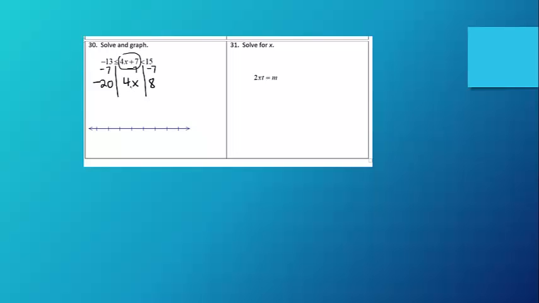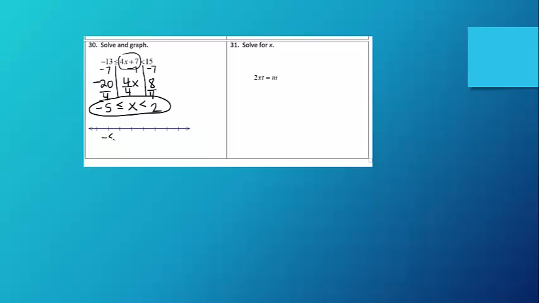Then to solve for x, I will divide all 3 parts by 4. Negative 20 divided by 4 is negative 5. The middle will just be x. 8 divided by 4 is 2. I did not divide by a negative, so I do not need to switch the sign, but I just need to bring them down to my answer. So this is the solving part of the answer.